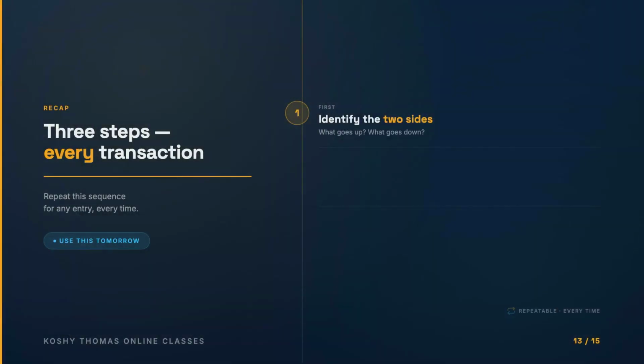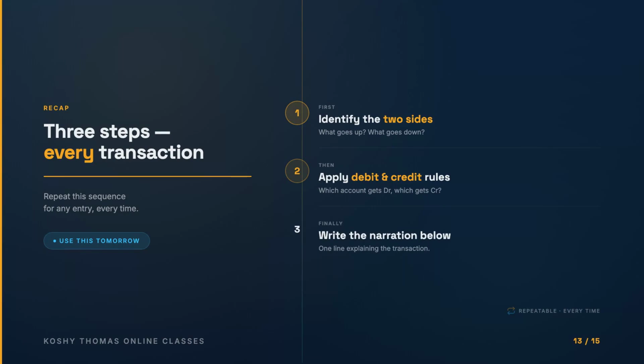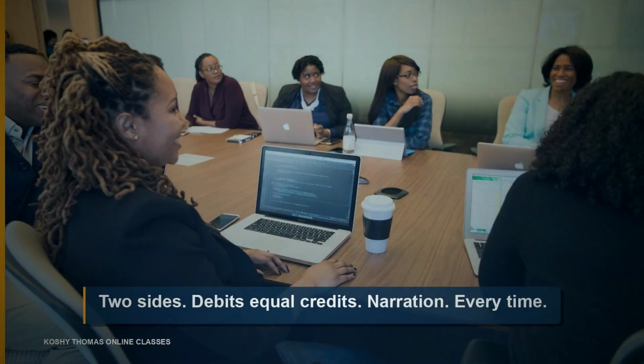3 steps. Every single time. First, identify the two sides of the transaction in plain English. Second, apply the debit and credit rule to each account. Third, write the narration below. That's it. Two sides, always. Debits equal credits, always. Narration, always. Use this on your very next entry and watch the confusion disappear.